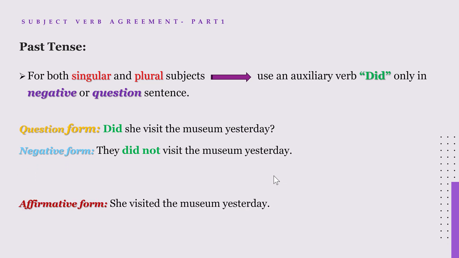In the affirmative form, we omit the auxiliary verb and then the regular verb is formed by adding the ed suffix to the base form of the verb. She visited the museum yesterday.